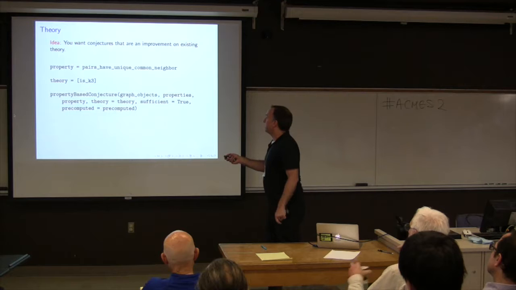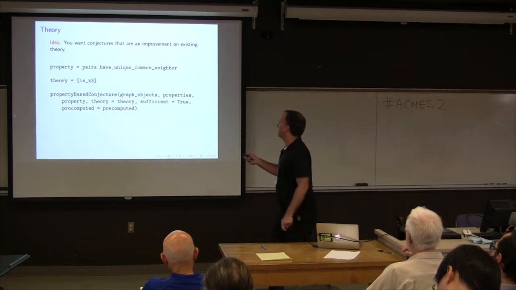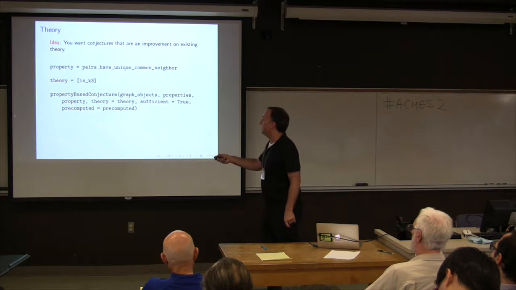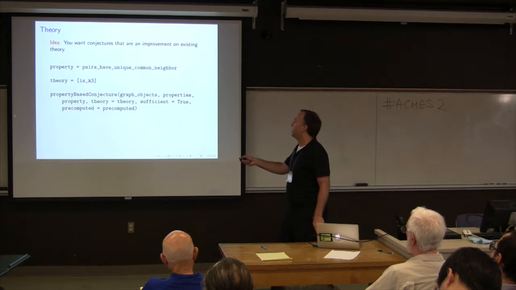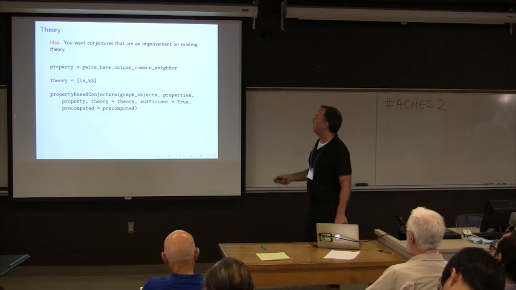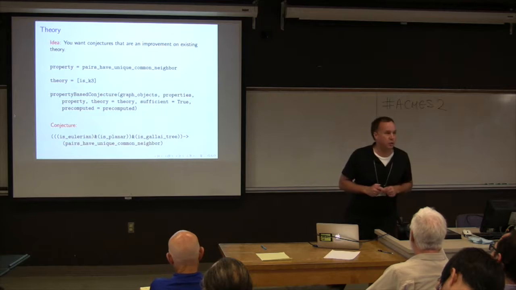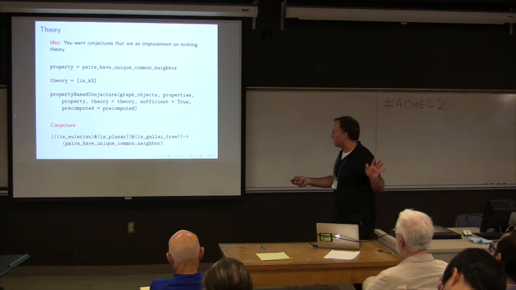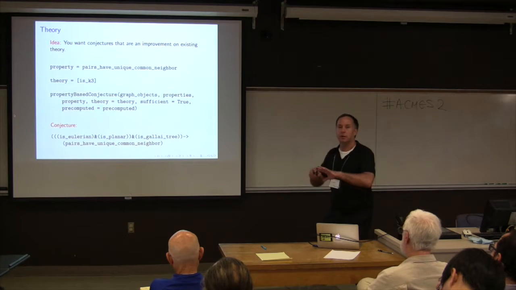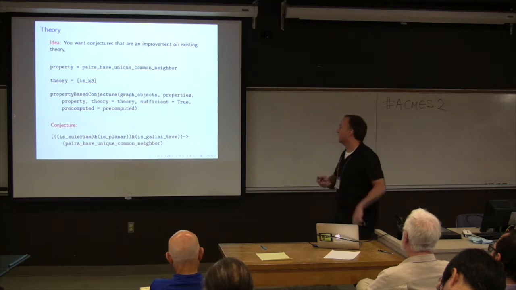So now we have this theory, we're running property-based conjectures, we have the same list of graphs, same list of properties. The property that we're interested in is that the pairs have a unique common neighbor. Now we have this theory parameter, and you run conjectures again, and you get a single conjecture. It says that if the graph is Eulerian, which I'll talk about later, if the graph is planar, it can be embedded on the plane without any crossing lines.